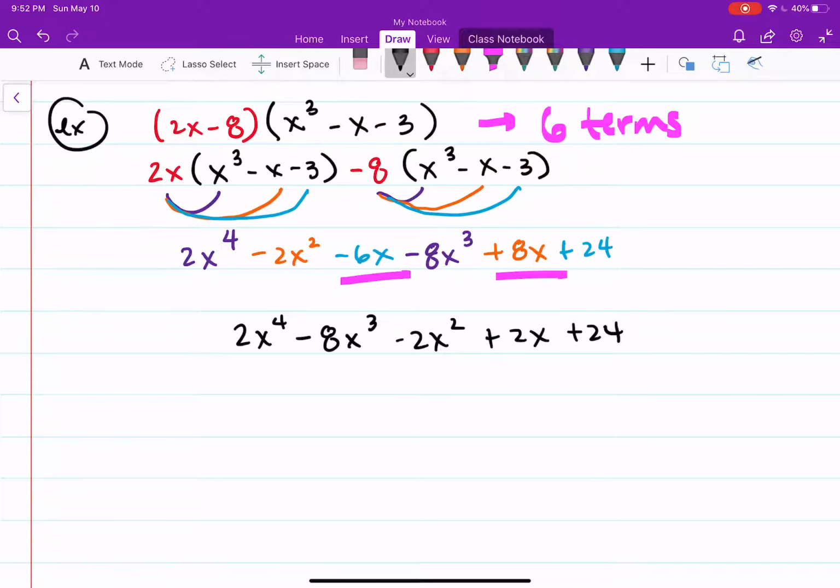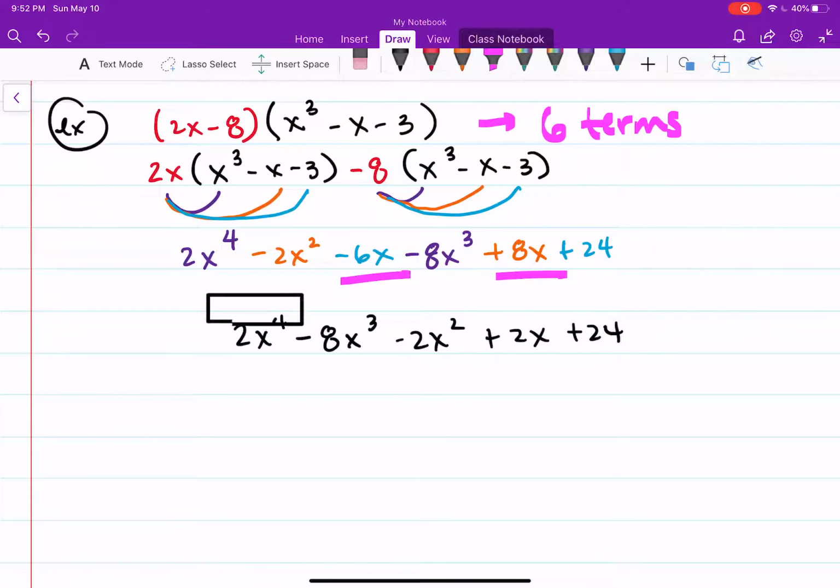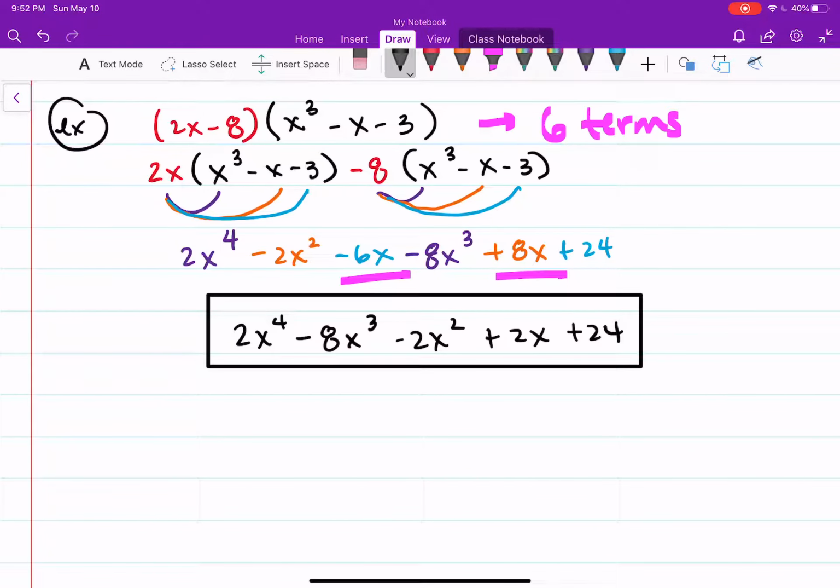Okay, yes, it went from 6 terms to 5 terms. That's okay, as long as that intermediate step, I do have all 6 terms. That's what really matters. Okay, there we go. So that's a binomial times a trinomial.